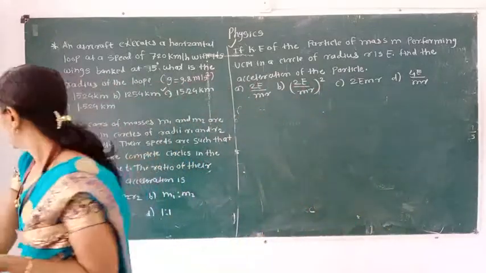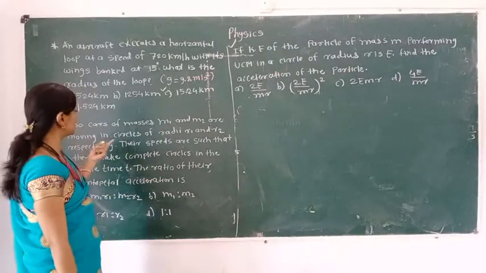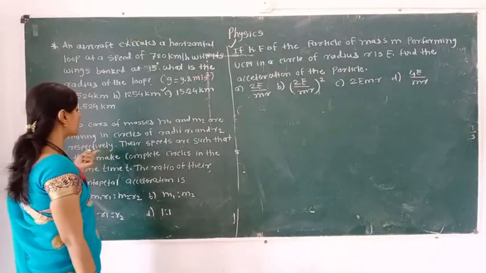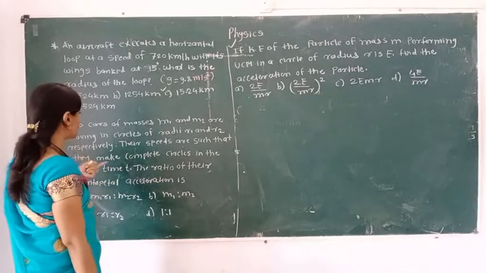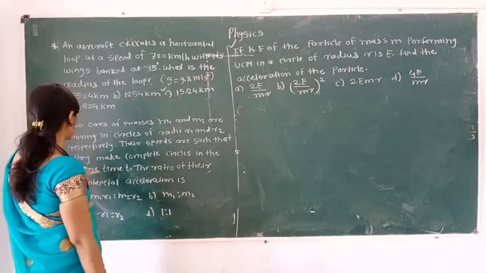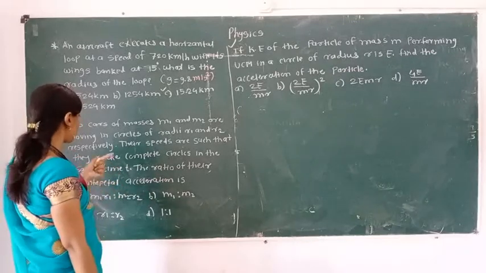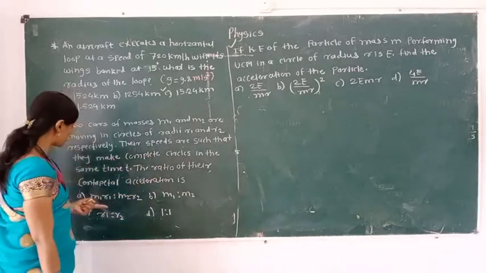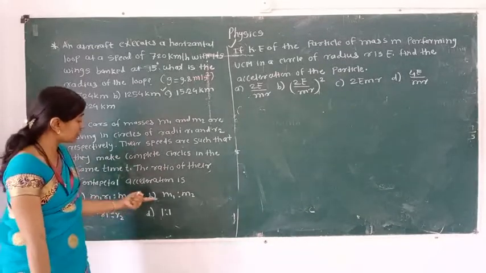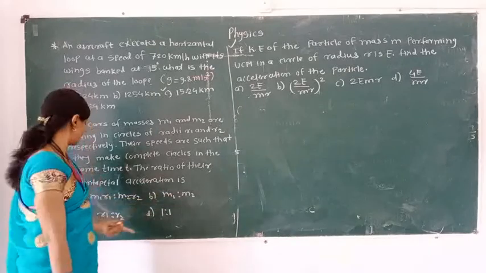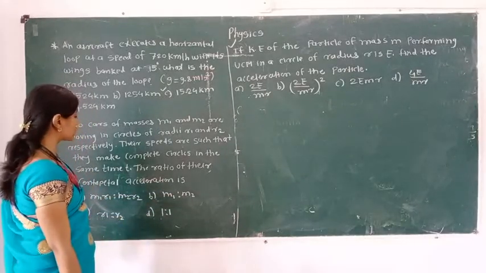See there, two cars of masses m1 and m2 are moving in circles of radii r1 and r2 respectively. The speeds are such that they make complete circles in the same time. The ratio of their centripetal acceleration is: the options are m1 r1 as to m2 r2, second one m1 as to m2, third one r1 as to r2, and last one 1 as to 1.